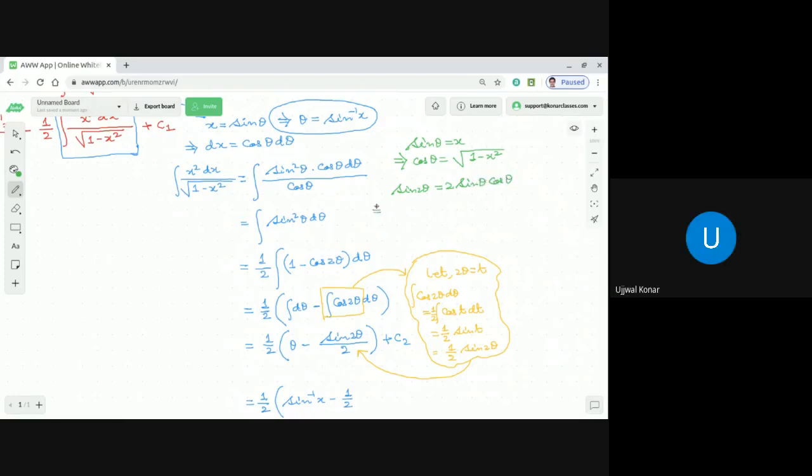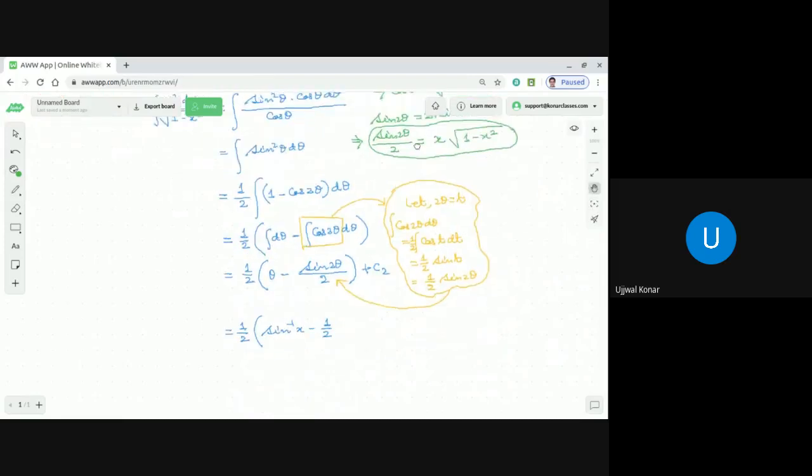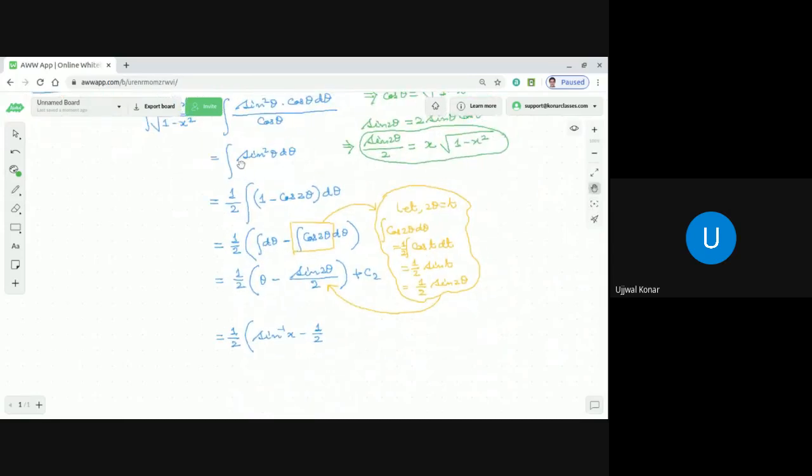So this implies sine 2 theta by 2 is equal to sine theta cos theta. Sine theta is x and cos theta is square root of 1 minus x square. This value that we got, dear students, we are applying back here. And sine theta by 2, what are we going to get? We are going to get x into square root of 1 minus x square.